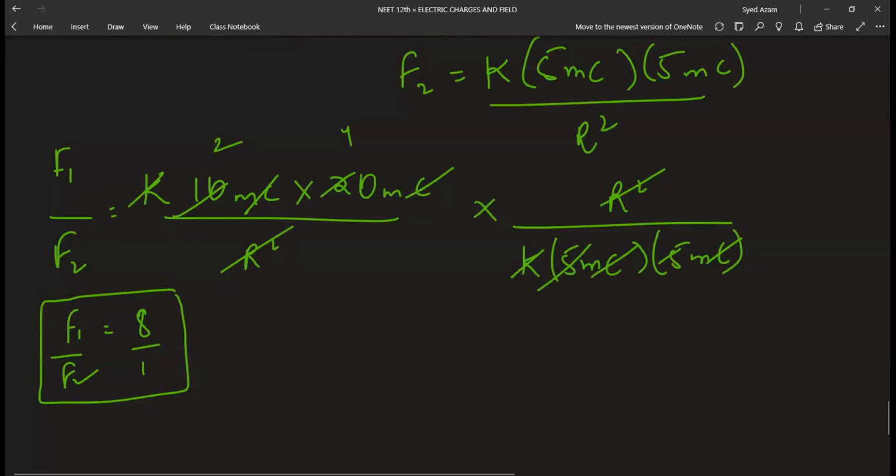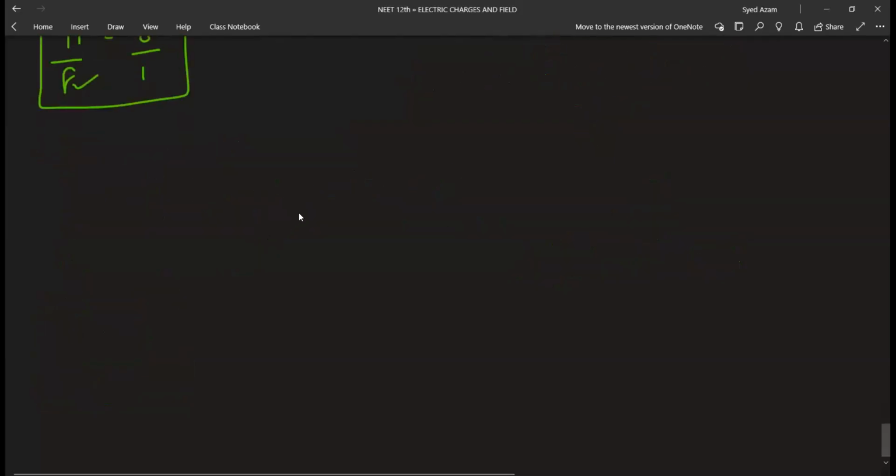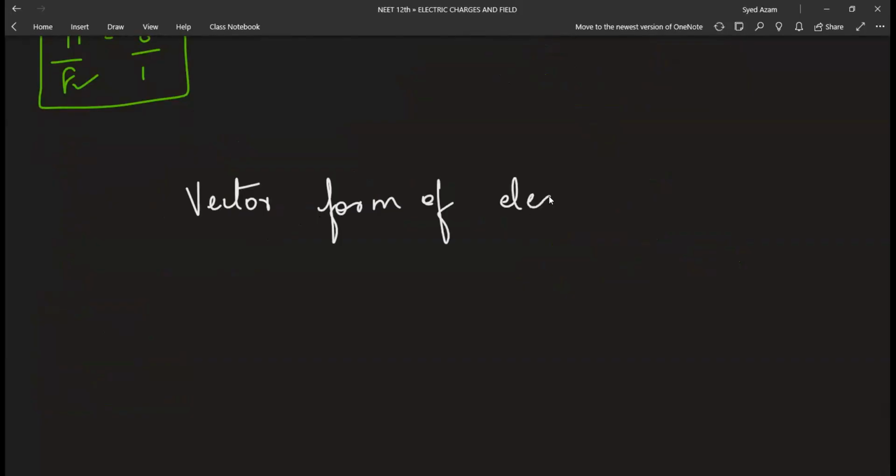Okay, look, Ibrahim, now we have to look at the vector form of electrostatics. So it's similar to what we've already studied, vector form of electrostatics.